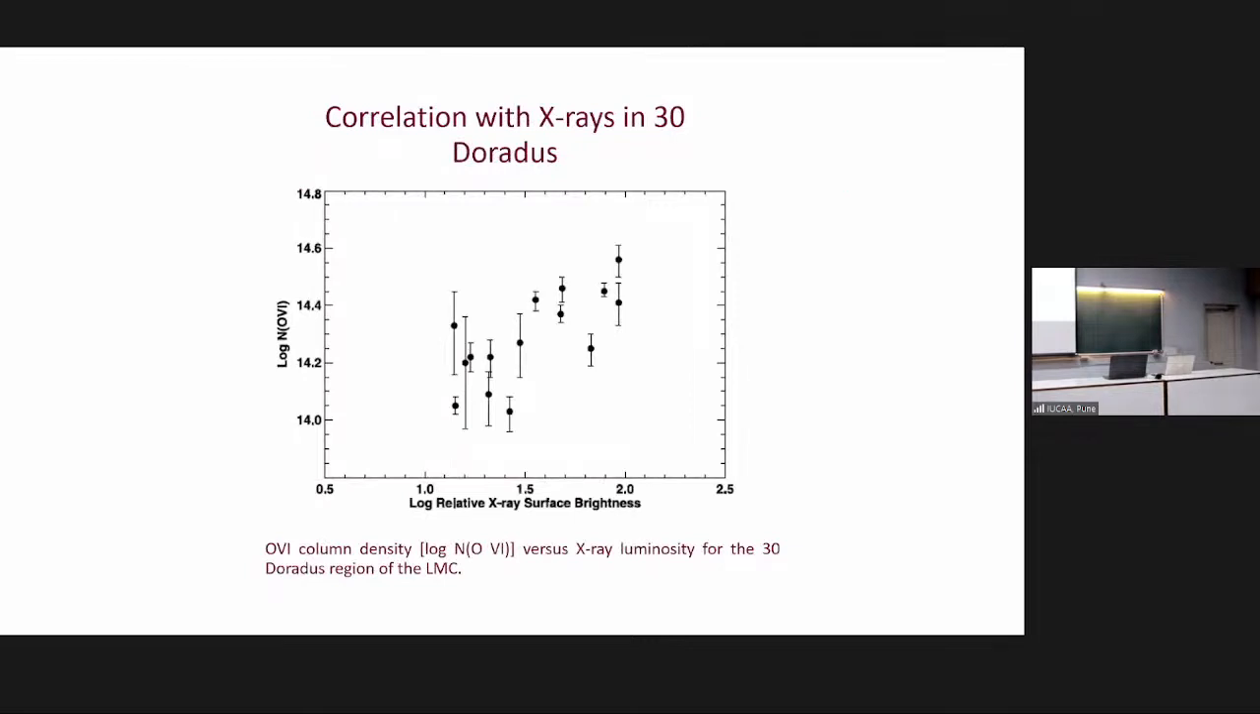We also got a correlation with the X-ray surface brightness. It is slightly increasing. As the X-ray surface brightness in the same region of 30 Doradus is increasing, the column density is also increasing in the Large Magellanic Cloud. But this is only for this particular region. For the whole LMC, it is not true. For some particular regions we can find some correlation, but mostly we do not have any correlation.